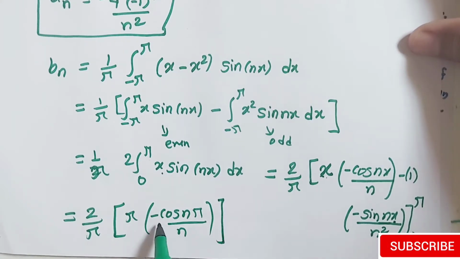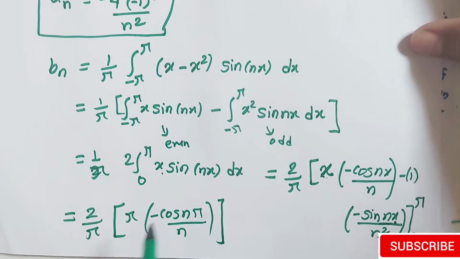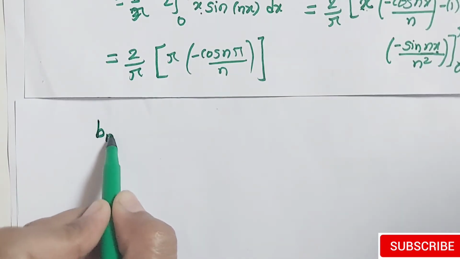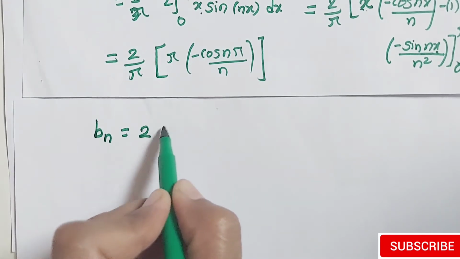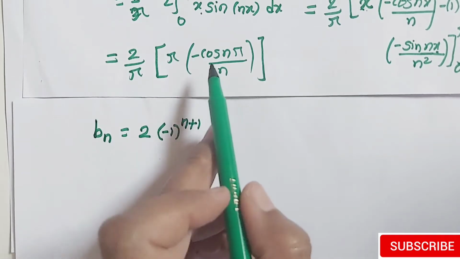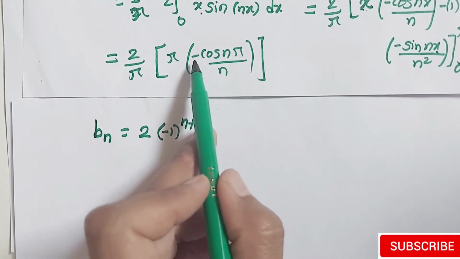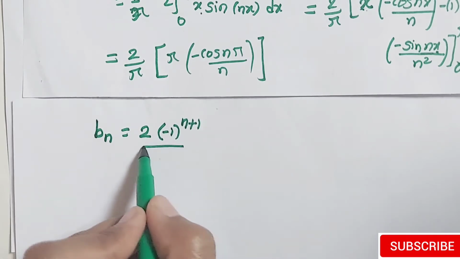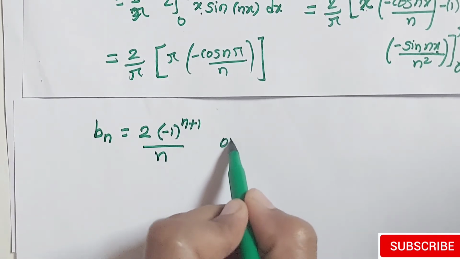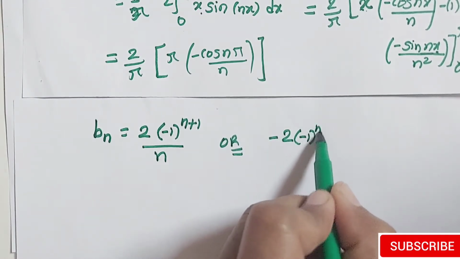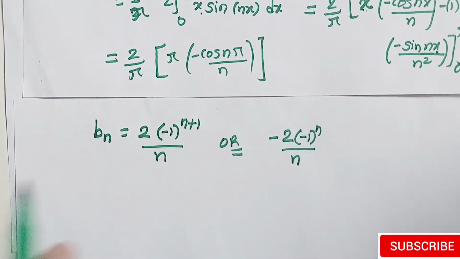So therefore if we simplify this term, we can write cos n pi is minus 1 raised to the power n. So the final answer is bn equals 2 times minus 1 raised to the power n plus 1. Here minus 1 raised to the power n and this minus, so we can write minus 1 raised to the power n plus 1 divided by n. Otherwise you may write minus 2 minus 1 raised to the power n divided by n.